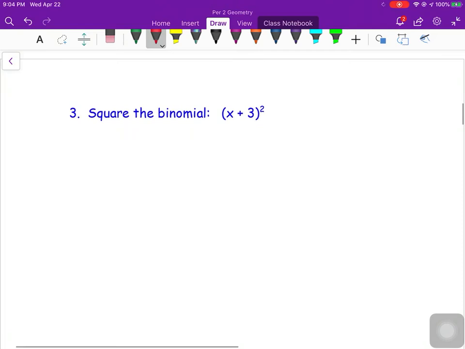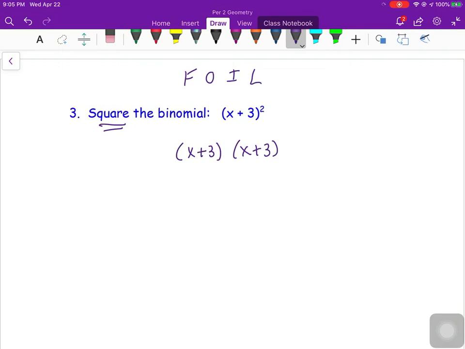This next one is squaring a binomial. When we square something, it means we multiply it times itself. So it means we have an x plus 3 multiplied by another x plus 3. And then we use that same FOIL process we just reviewed. First times first, x times x being x squared. Outsides, x times 3, 3x. Insides, 3 times x, another 3x. Last, 3 times 3 is 9.